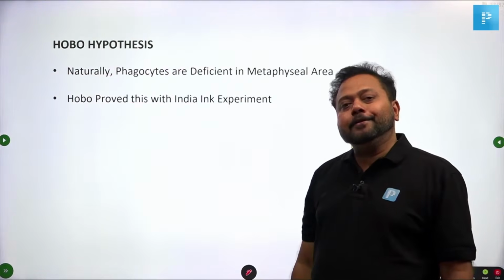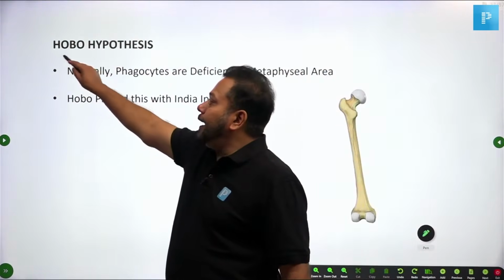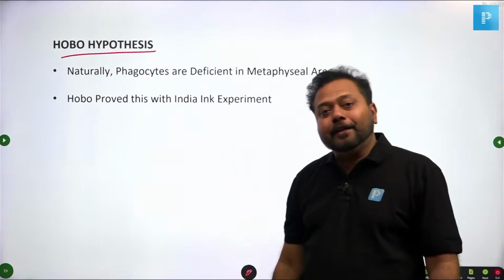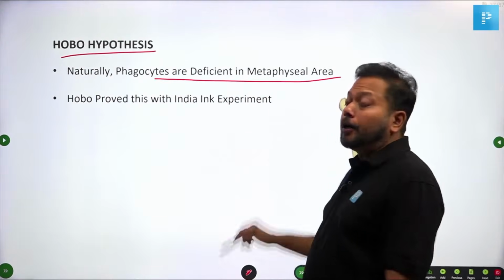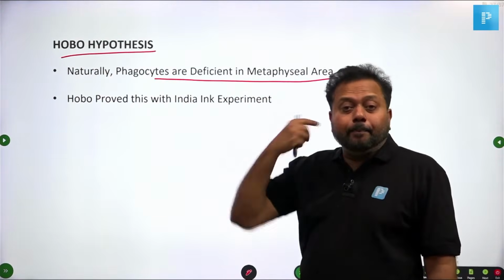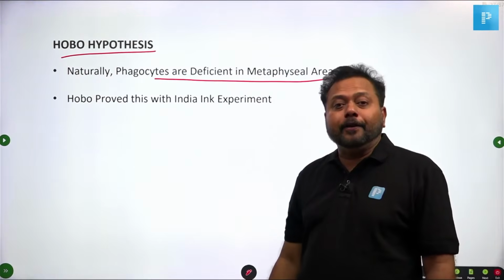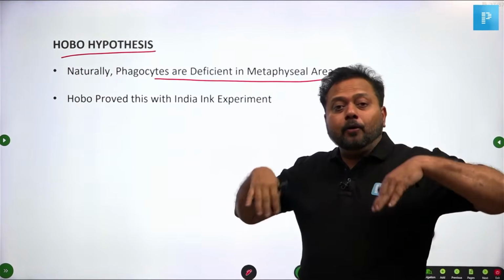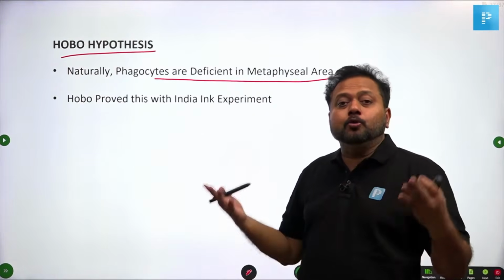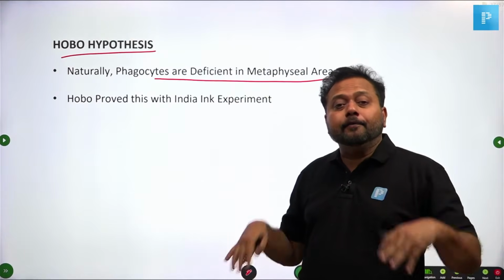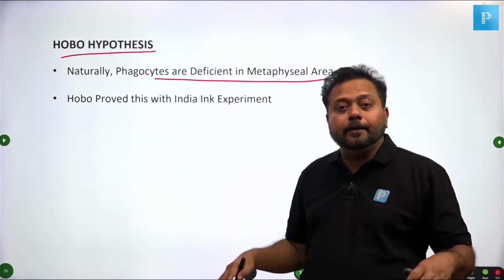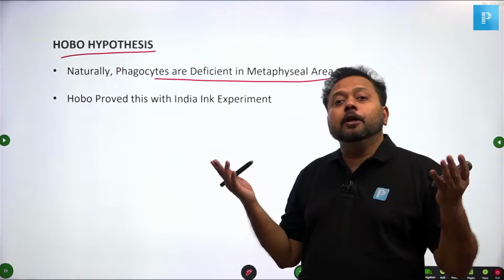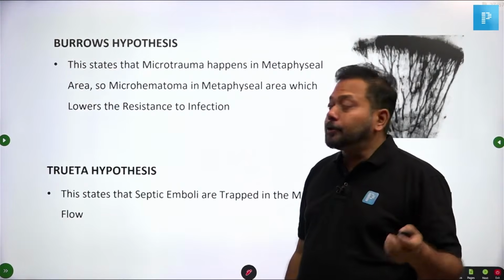Another hypothesis is called Hobo's. This says naturally phagocytic cells are less or deficient in the metaphysis. So when bacteria get lodged in the metaphysis, the phagocytic system won't engulf them because there is no phagocytic cell, so bacteria may flourish very well. So that is called Hobo's hypothesis.